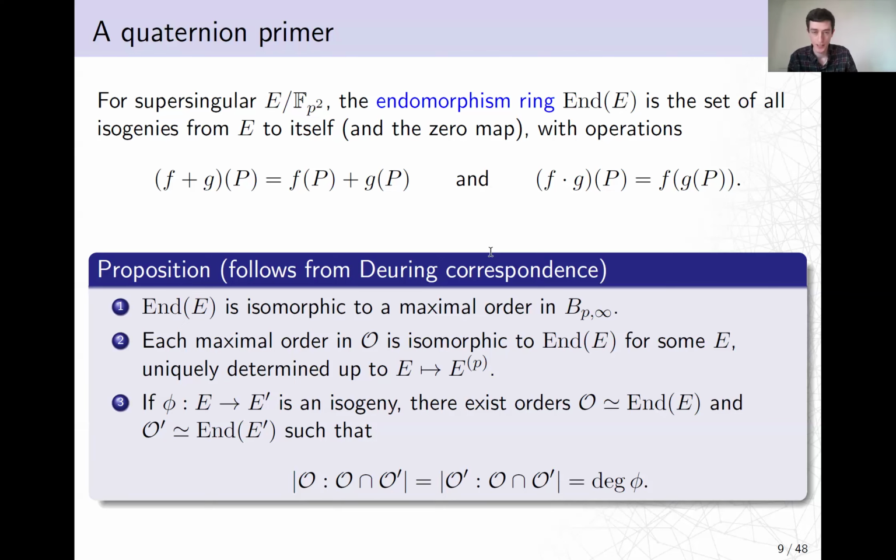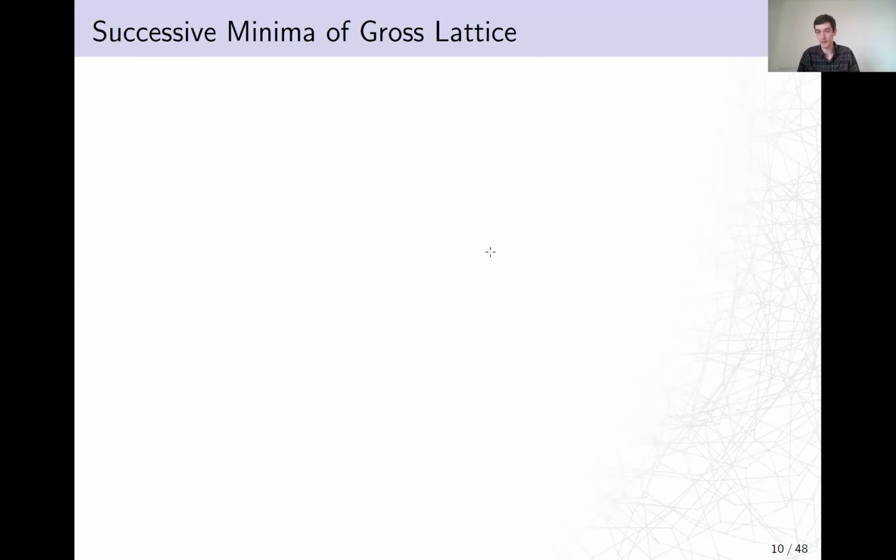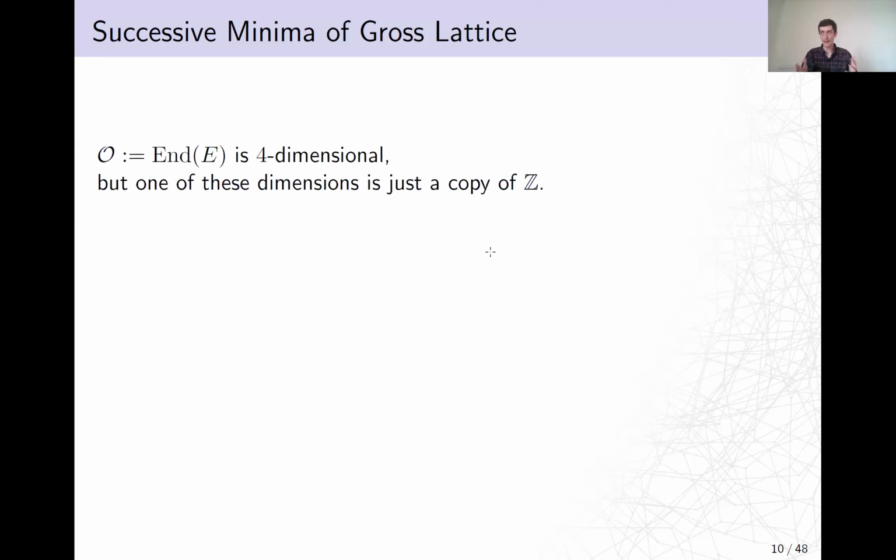Great. Okay. So the next thing that I want to talk about is what's called the Gross lattice, and specifically successive minima within this Gross lattice. So this endomorphism ring is a lattice inside a quaternion algebra, which means that it's four-dimensional. So it has a basis given by four vectors.